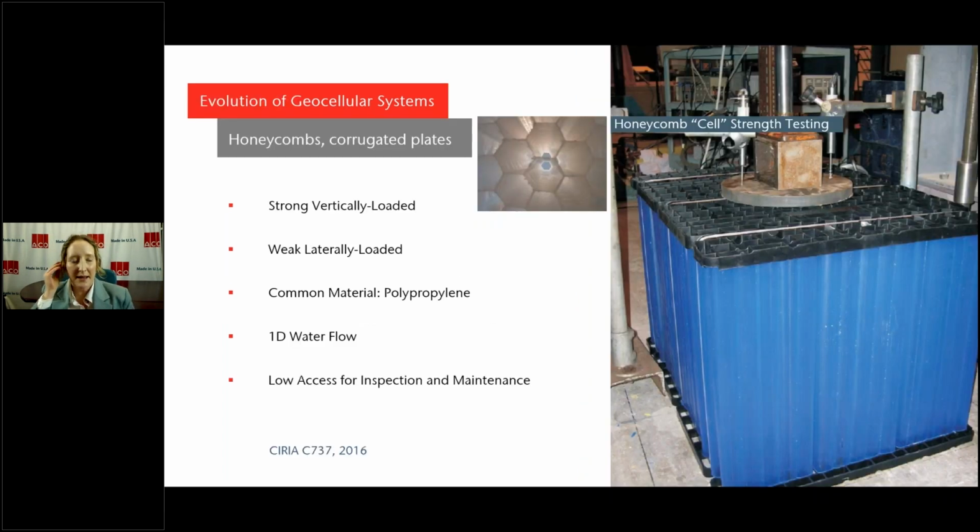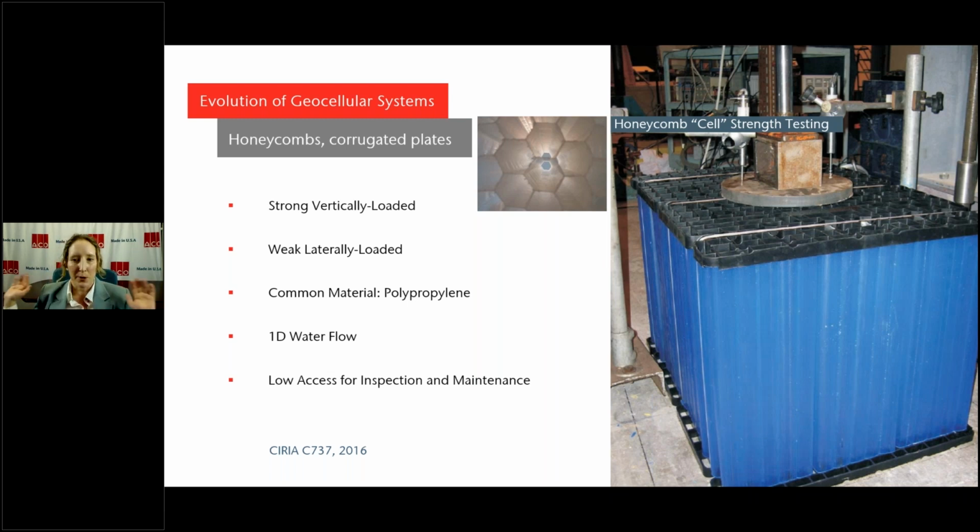So the honeycomb tank and corrugated metal plates, we see an example photo on the right side of your screen. This is going through some vertical compressive strength testing, and we see a cross section kind of gives you a sense of where the honeycomb tank got its namesake. So these systems are pretty strong under vertical load, but they're pretty weak under lateral load. They're commonly made of a polypropylene, and they feature one-dimensional water flow. So they're really flowing along the alignment of these honeycomb cells.